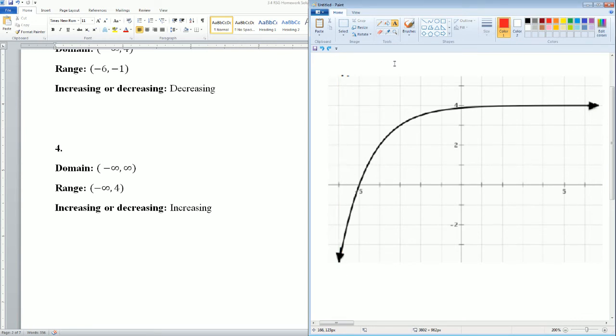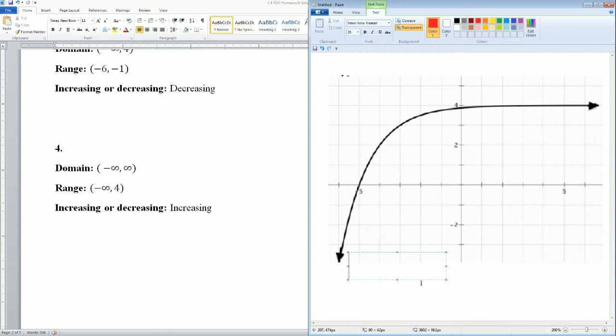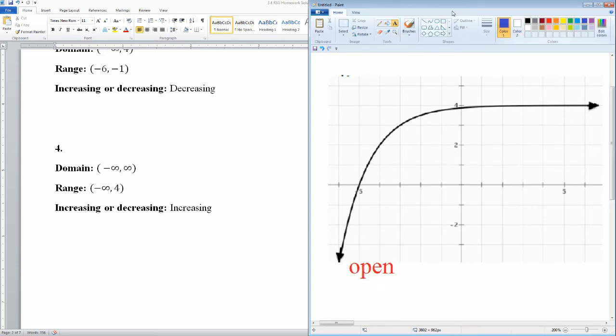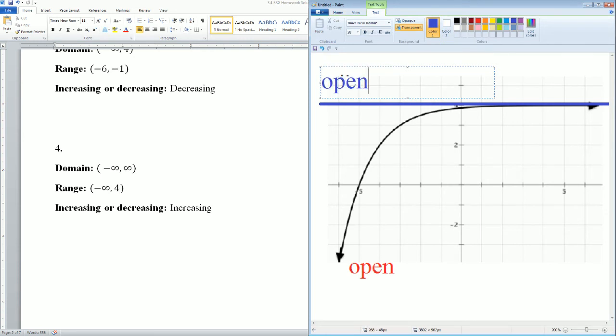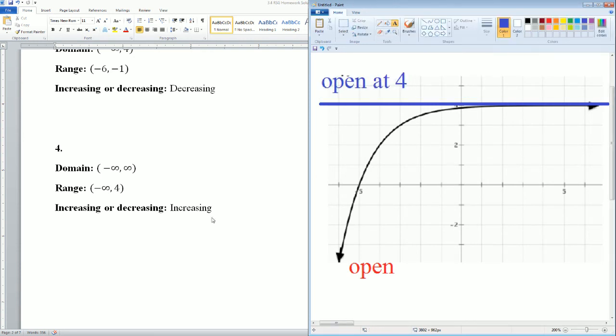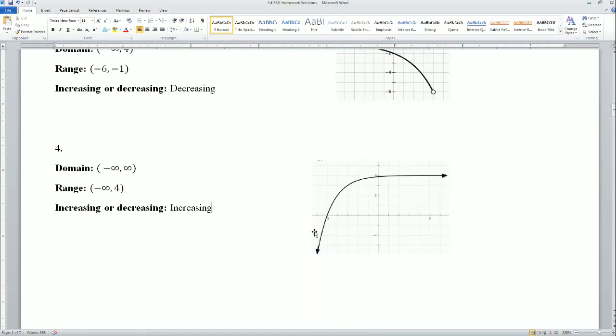Okay, let's look at this one. It seems like there is no bottom value because it looks like it kept going down. So it is open here, right? And here it looks like it hits an asymptote or a ceiling right here, and that is open at 4. Okay, so that is correct.